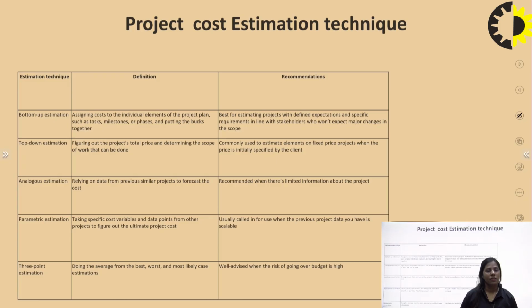Now if I talk about project cost estimation techniques, we have different techniques: bottom up estimation, top down estimation, analogous estimation, parametric estimation, and 3-point estimation. These are the different techniques by which we can calculate the cost estimation. Ultimately our goal is to define the project cost at the very minimum to the client and for the development team also. So we have techniques in which we can maintain our minimum cost too.